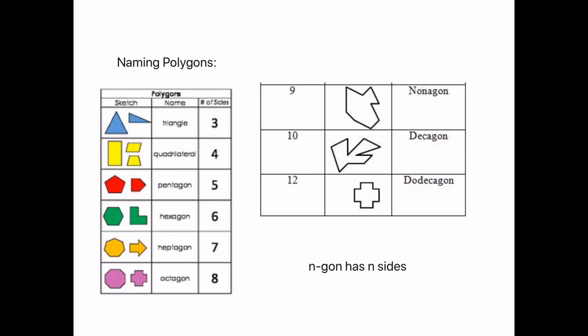These next 3 maybe not. A 9-sided figure is called a nonagon, a 10-sided figure a decagon, and a 12-sided figure a dodecagon. And a figure that has n number of sides is called an n-gon.